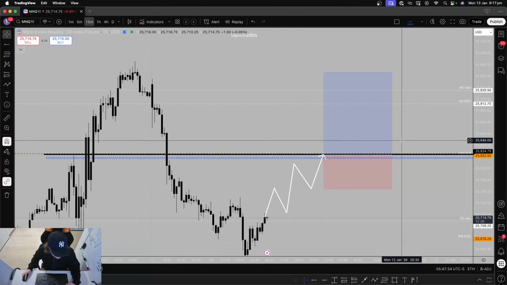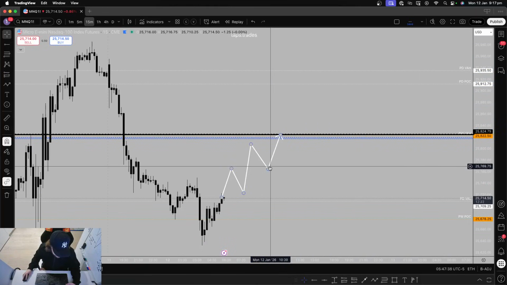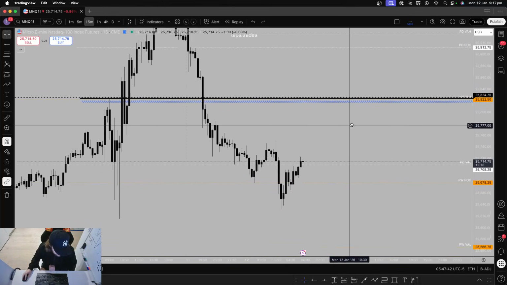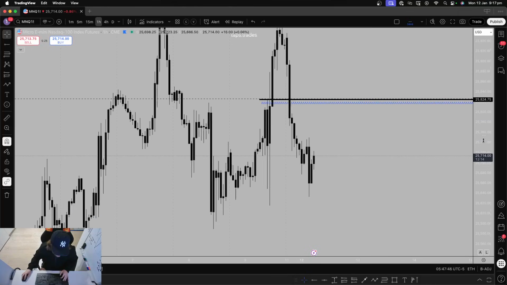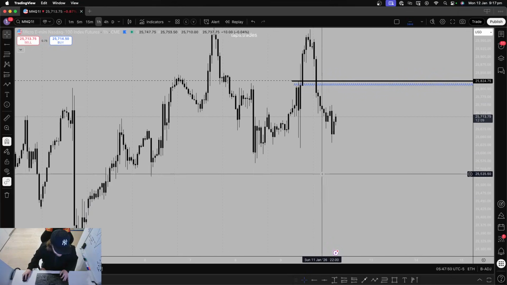So that's sort of what I'm looking for, but very well, price could actually just continue in this downtrend formation as it has here. It's very strong here. So let's have a look and see what we would like to happen if it were to break further lower.